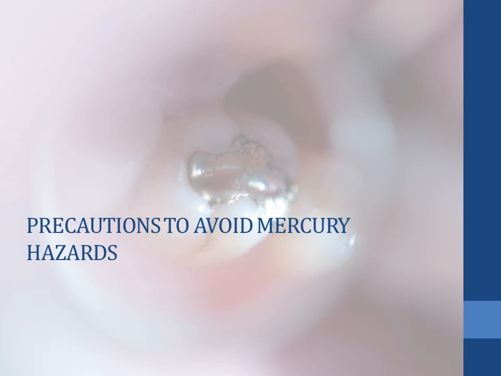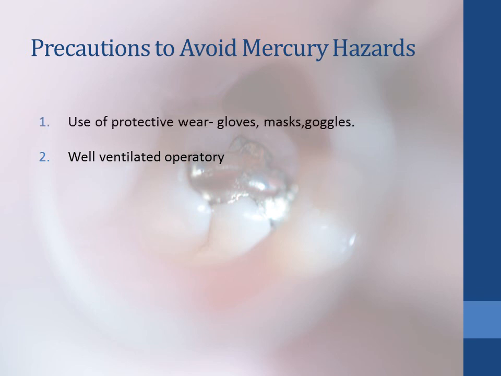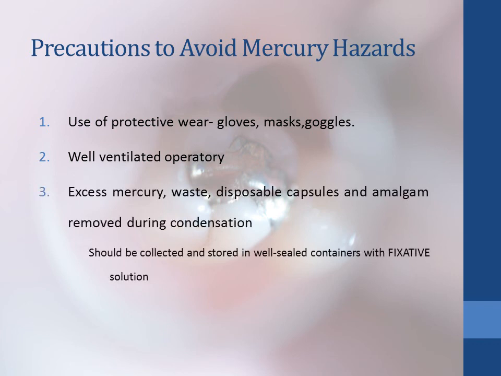So finally, these were all the adverse effects of mercury. Now, how, as a dentist, can you avoid these hazards? What are the safety precautions you can take? Precautions include a very well ventilated operatory so that any kind of vapor may get flushed out. Use of protective wear: gloves, mask, goggles. This is for your own protection. Whenever you are handling amalgam fillings, or carrying out finishing and polishing, you wear gloves, masks, and goggles.